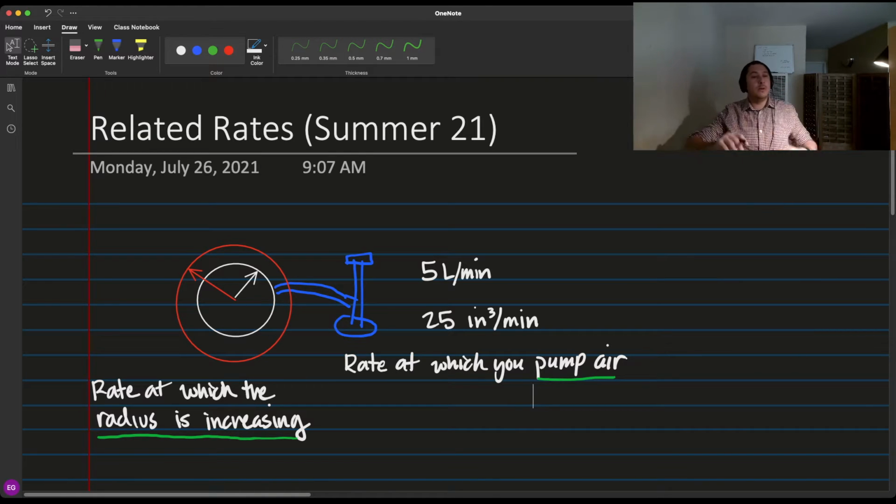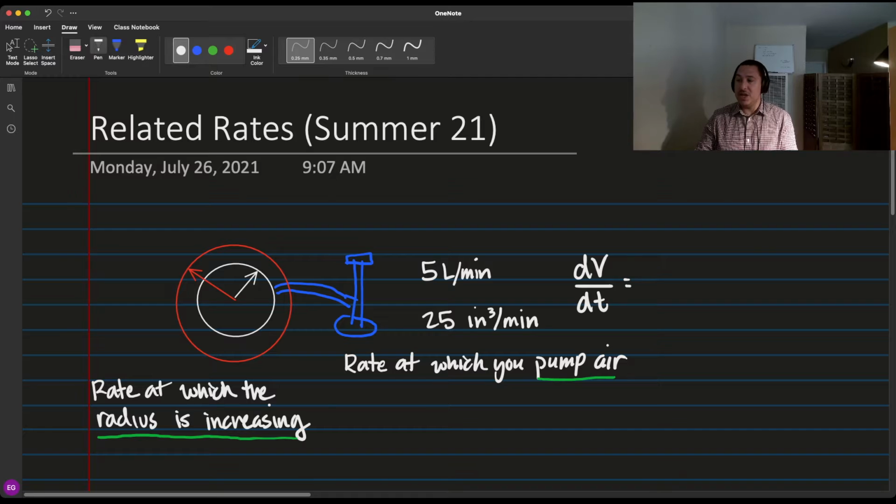Okay? So, what does this have to do with derivatives? Well, you can remember that derivatives are used to find instantaneous rates of change. So, the rate at which you pump in air is a change of volume. We would say that dV/dt, the rate of change of volume with respect to time, is 5 liters per minute.